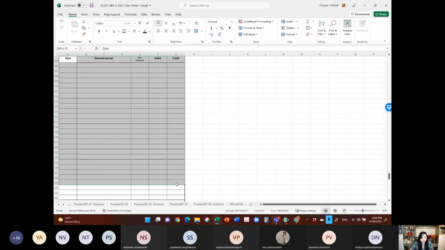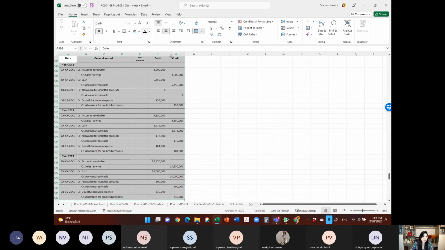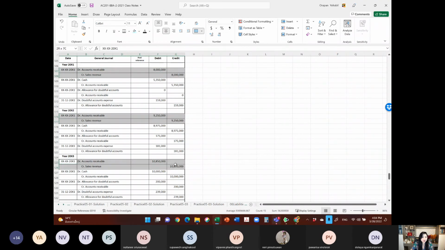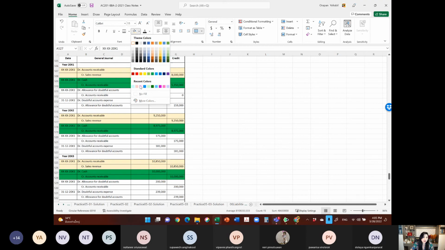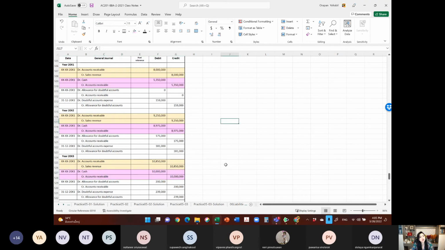For this entry, I show you the entry for 3 years. For each of the years, you earn the revenue on credit, right? So if you earn the revenue on credit, you would then record debit to the accounts receivable, credit to the sales revenue. And of course, you would try to collect the accounts receivable if you can during that same year. So over here, you then record debit to cash, credit to accounts receivable.